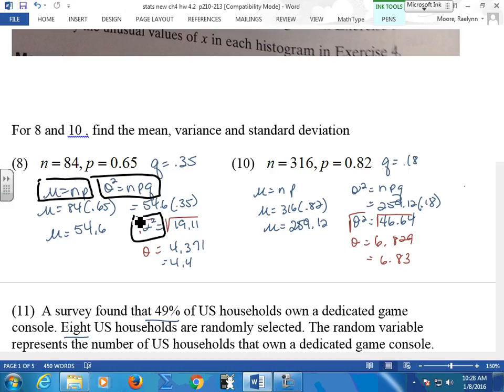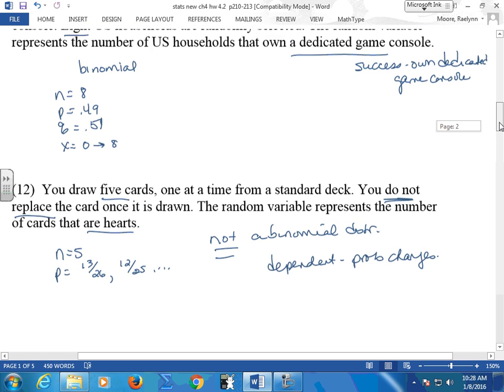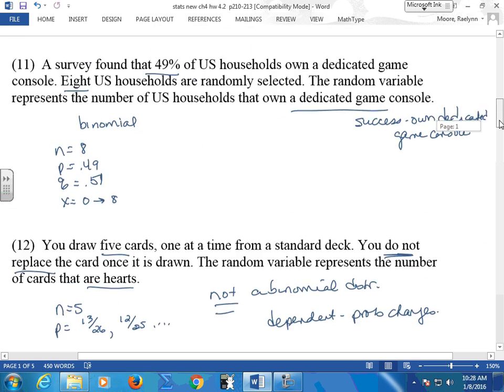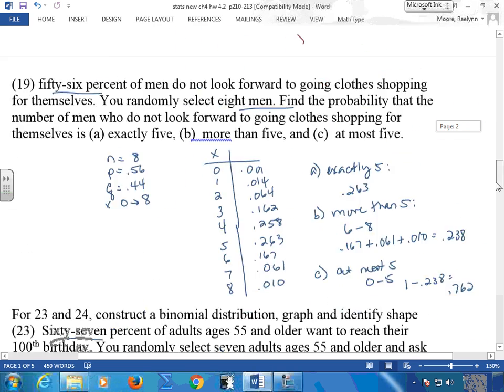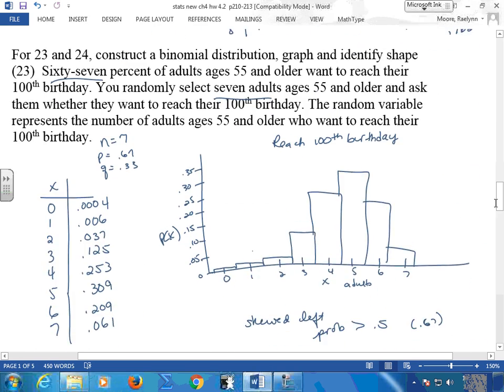Everybody okay with those? Well, you have to know those formulas. But it's kind of easy. The n times p is kind of easy, and then times it by q. It's the only variable left. So it's an easy way to remember it. 11, 12, 16, and 19 we did. Okay, for these guys, again, you had to construct a binomial distribution.